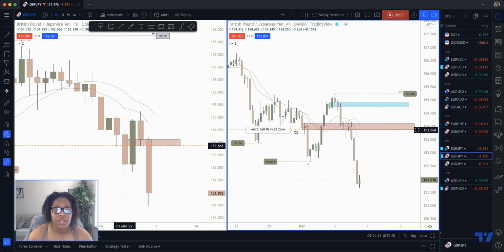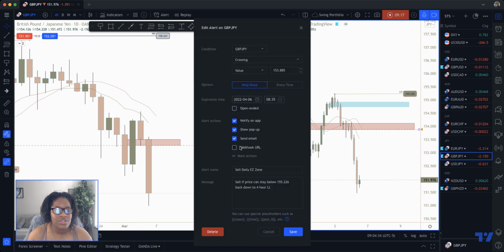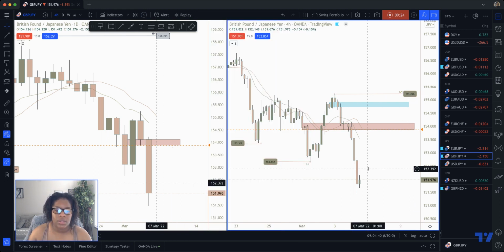I also have an alert on here as well. As you guys can see, sell daily easy zone. That's just estimation zone. I should just put easy. But yeah, so anyway, this one is also going to tell me what to do as well. And I have sell if price can stay below 155.226, back down to 4 hour lower low. And all of this is based on just two time frames, my daily and my 4 hour.